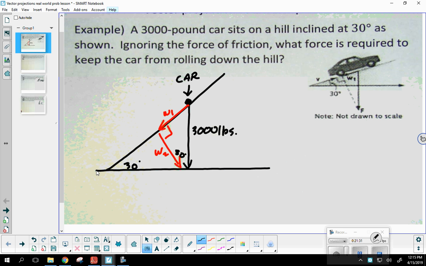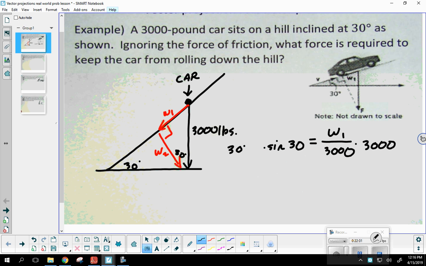In fact, what trig function did we use? Sine. So we have 30 degrees. So I'm going to go ahead and say sine of 30 equals, well, what would the ratio be? W1, because we're trying to find that parallel vector, W1 over 3,000. There you go. Every one of these problems is going to be solved the same way. That's all there is to it. In fact, now I'll go ahead and multiply through by 3,000. Those are going to cancel.